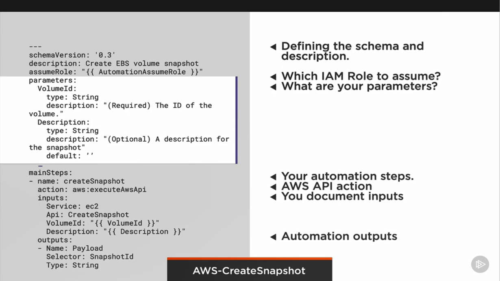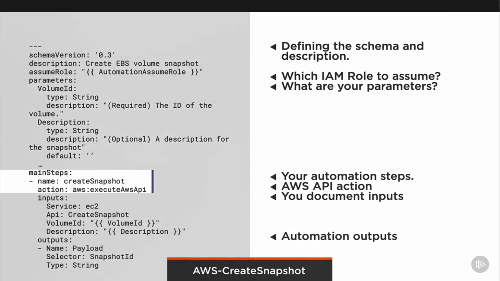So in this example, we're providing a volume ID, and you can see it's required. And then we have our description, and that's optional. And you can tell it's optional because obviously it says it, but we provided a default for them so they don't have to fill it out. Since there's no default in volume ID, this is a required input. After we get our parameters all set up, we move on to our main steps. So these are our automation steps that we're performing.